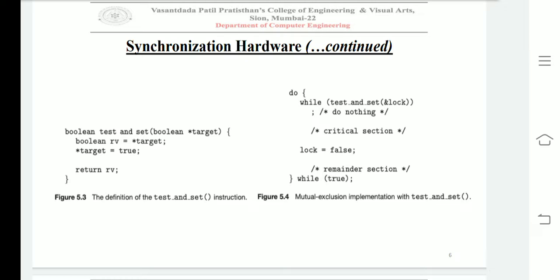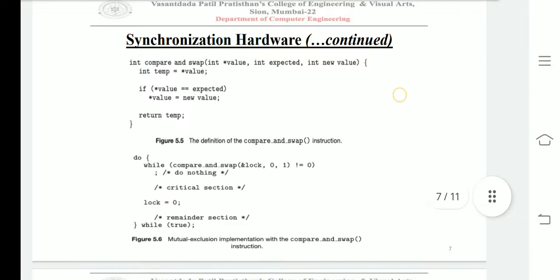So now I am proceeding with the compare and swap instruction. Again you can see the definition of the compare and swap instruction and the mutual exclusion implementation using it. This instruction operates on three operands. The operand value is set to new value only if the expression value equals expected is true. Compare and swap always returns the original value of the variable value. Mutual exclusion is implemented by declaring a global variable lock. It is initialized to 0.